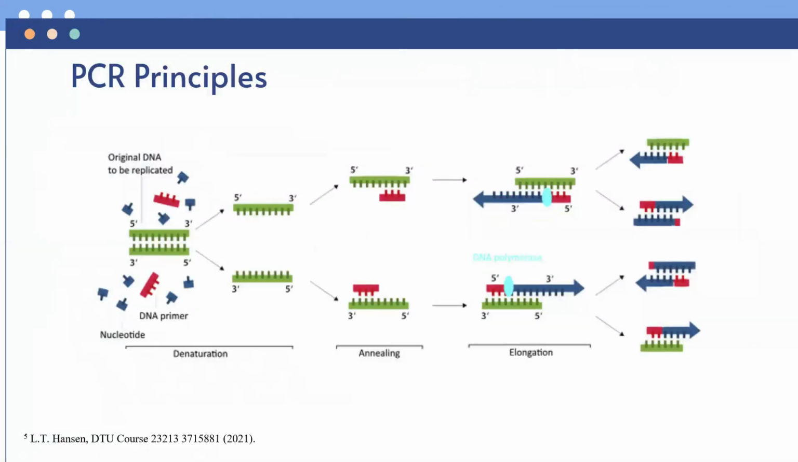These pictures show the basic steps of PCR. The first step is denaturation. Denaturation is the process to heat the reaction strongly to separate or denature the DNA strand. This part provides single-strand DNA template for the next step.